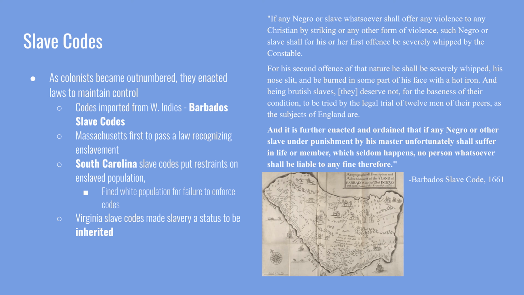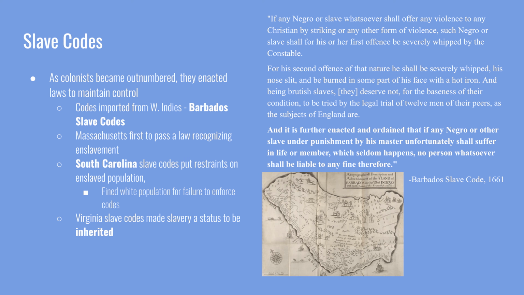These codes were based on the previous codes that were used in the Caribbean. The Barbados Slave Code of 1661 becomes the basis for the British colonist slave codes. Massachusetts becomes the first colony to recognize enslavement in 1641 and recognize people as property. But in the 1690s, South Carolina enacts their slave codes, and then they will become the basis for further slave codes in the colonies.